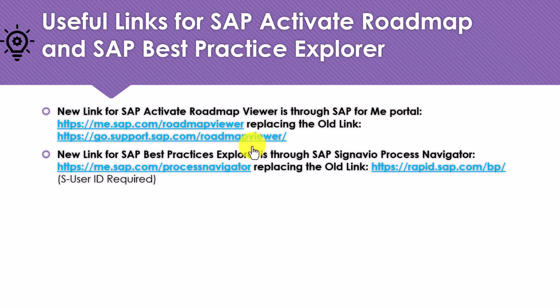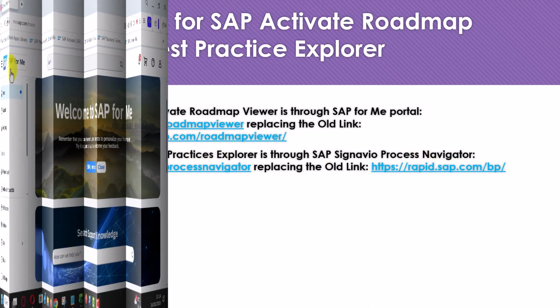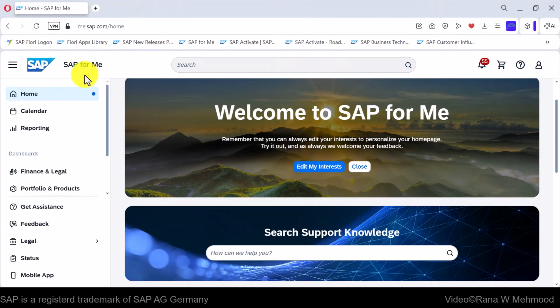Secondly, the SAP Best Practices Explorer has also been updated. It is now available through the SAP Signavio Process Navigator. Previously, we used rapid.sap.com, but now SAP has integrated best practices into Signavio for a better process driven experience. And SAP for Me can be accessed through the following link, as you can see here.